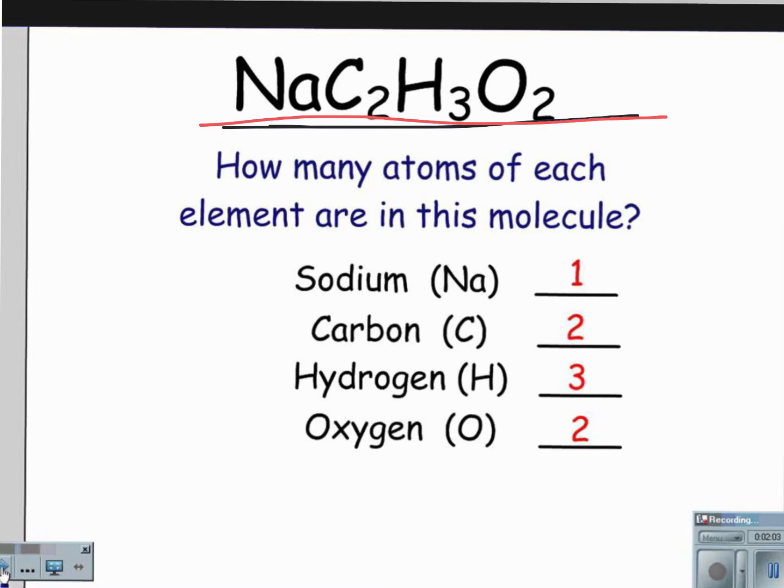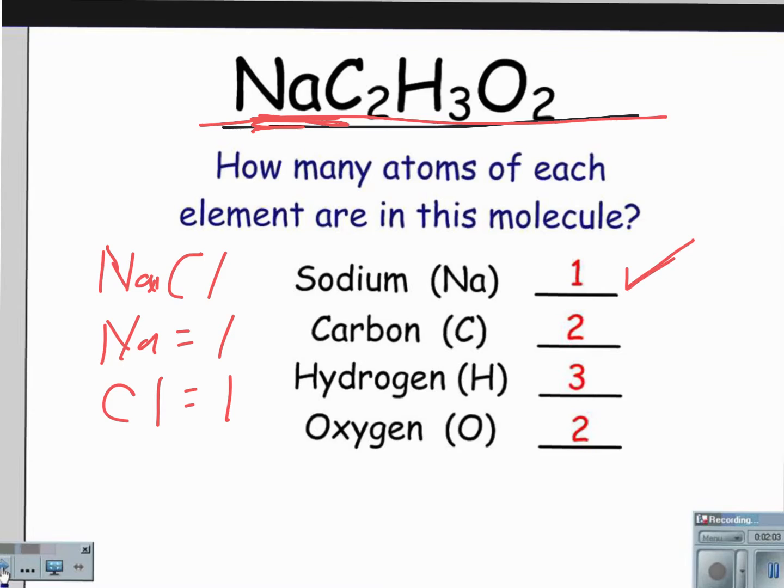Now, when you have a complete compound, and especially one that has different elements, remember that the numbers are going to be very important. So if I had something just like NaCl, the fact that there's no number means that you have one sodium and one chlorine. When you have no number like this, you automatically have one. So here for sodium, you have one sodium. Carbon, you have that little subscript of 2, so you have 2 carbon. Hydrogen, you have that 3, so you have 3 hydrogen. And oxygen, you have that 2, and so you have 2 oxygen.